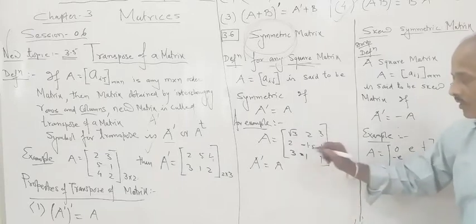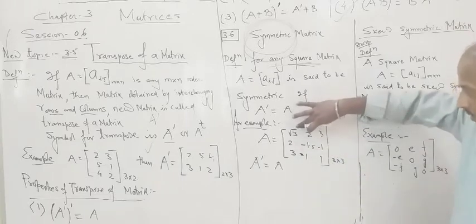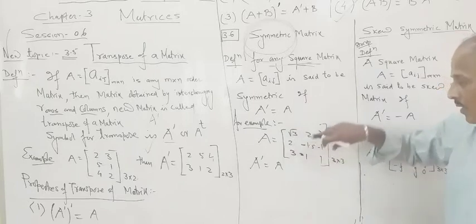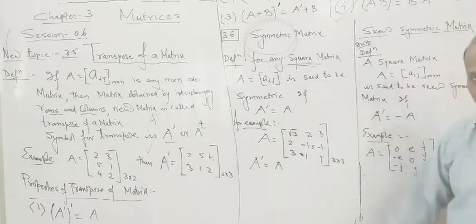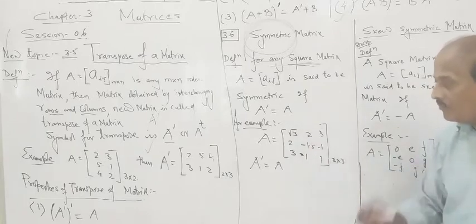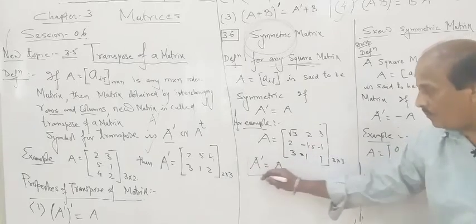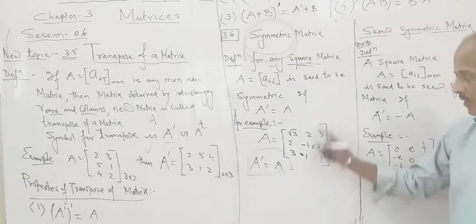Now if you interchange the rows and columns, for example, this row you make it a column, and this row you make it another column. This row you make it another column. You will find that the answer will be the same. So this type of matrix is called a symmetric matrix.